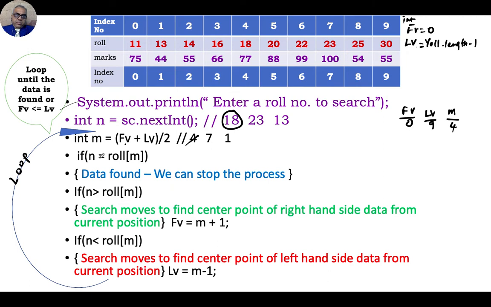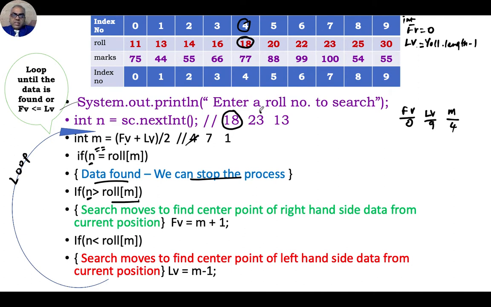Input 18, which is here, is equal to, supposed to be double equal to, but right now I am not writing a complete program, so I have not written it, but double equal to row of M. M is 4, so row of 4. Row of 4 is 18. So if 18 is equal to 18, data found, we can stop the process by using exit. But the second option is, what if my input value is greater than 18?